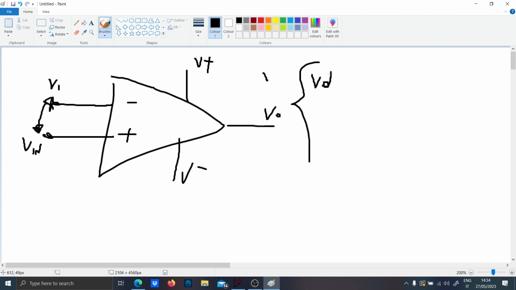So when VD is greater than zero, you have that VO is equal to V plus. And when VD is less than zero, you have that VO is equal to V minus, or in most of the cases, this is put to ground, and so this is equal to zero.